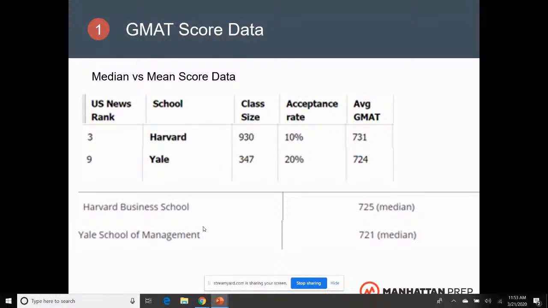Notice that the average GMAT numbers and median GMAT numbers are not always the same. Why might that happen? That is a question I would like for everyone to consider in the chat or respond to in the chat. Why might the average and median scores not be the same?